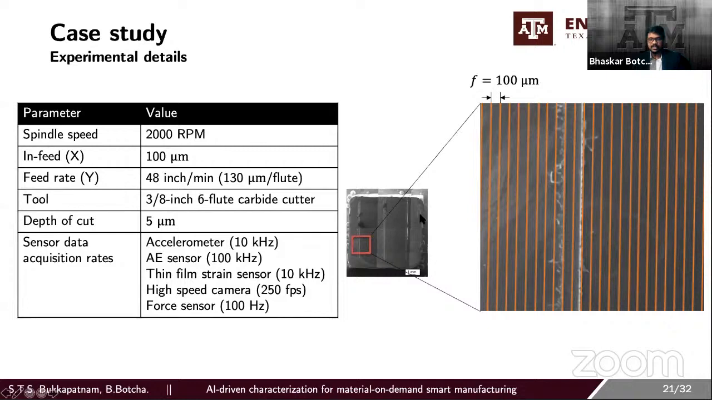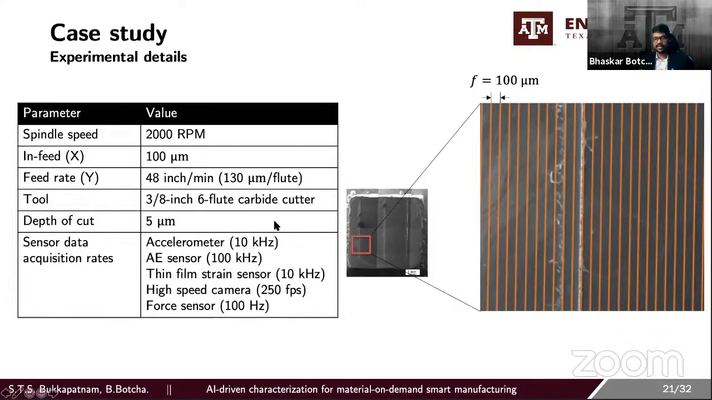This particular sample is 196C2, and this is a stitched SEM image. What these orange lines are is the feed rate of my particular milling tool. Whenever I'm cutting this sample, the tool advances by 100 micrometers, and the spindle speed is kept at 2000 RPM, and the feed rate is around 48 inches per minute. We calculate this first, and then we arrive at around 130 micrometers per flute is how it's cutting. And we cut a depth of around 5 micrometers.